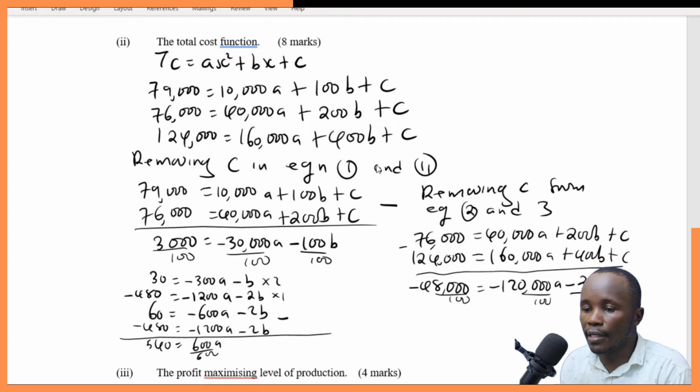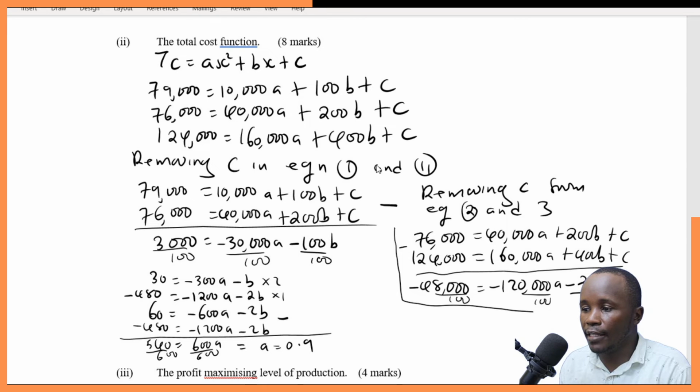Divide by 600 on both sides. What is 540 divided by 600? This gives me 0.9. You find that A is equal to 0.9.